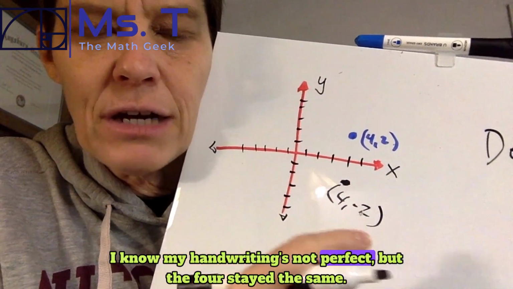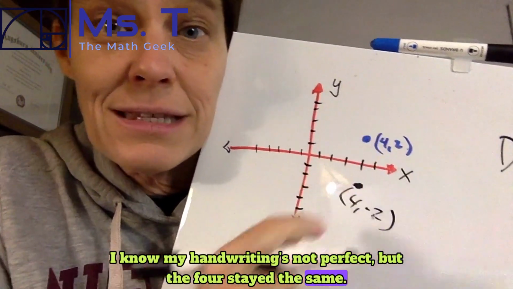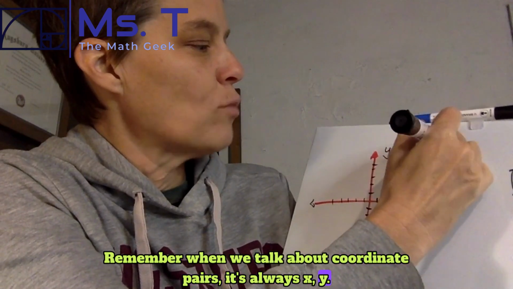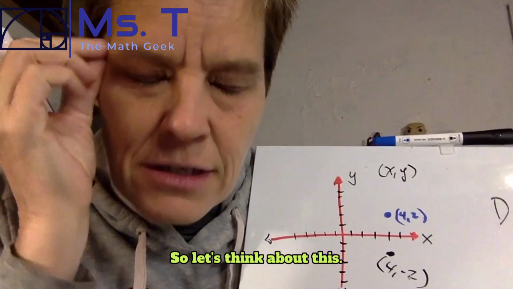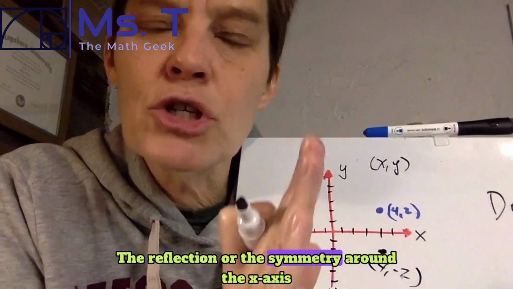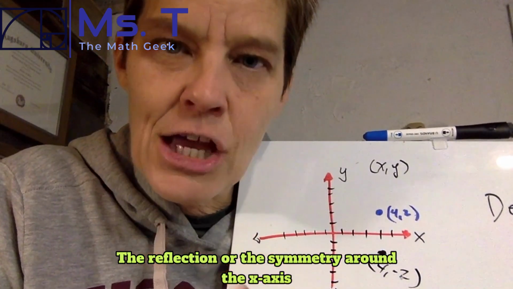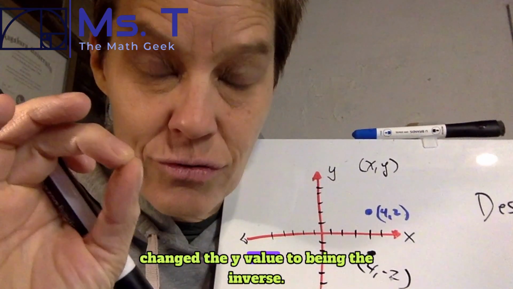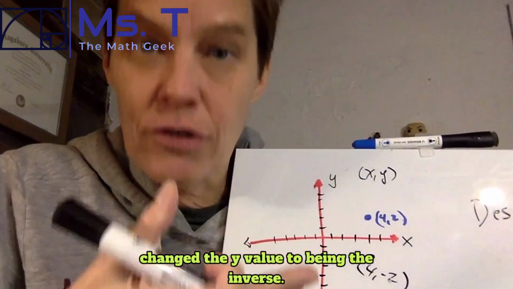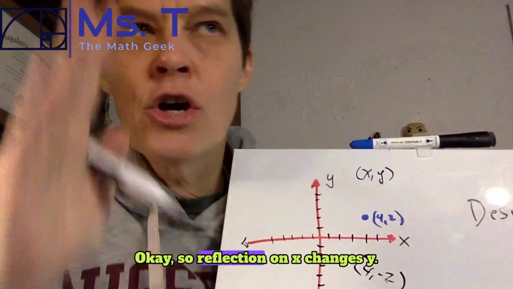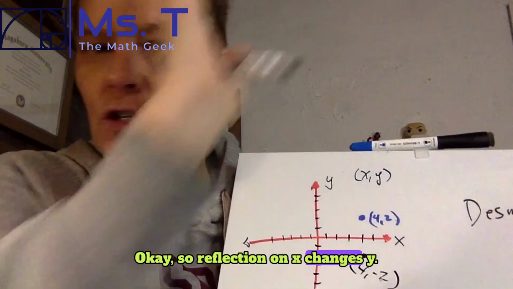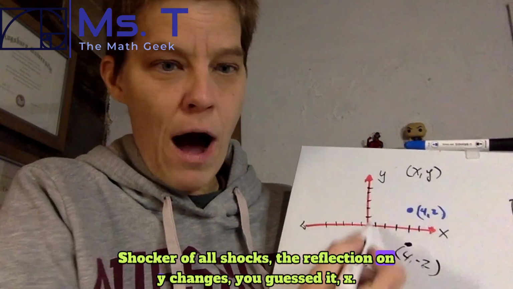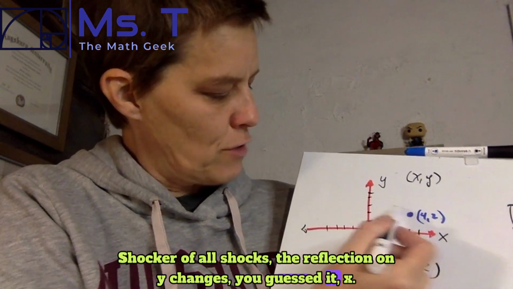I know my handwriting's not perfect, but the 4 stayed the same. Remember when we talk about coordinate pairs, it's always x, y. So let's think about this. The reflection or the symmetry around the x-axis changed the y value to being the inverse. Okay, so reflection on x changes y. Shocker of all shocks, the reflection on y changes, you guessed it, x.